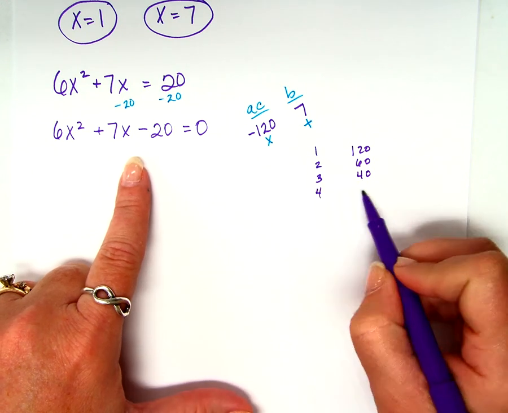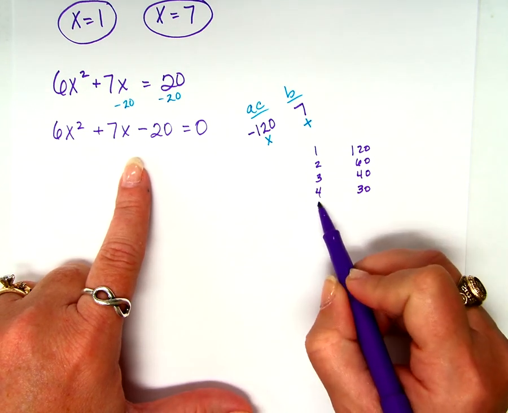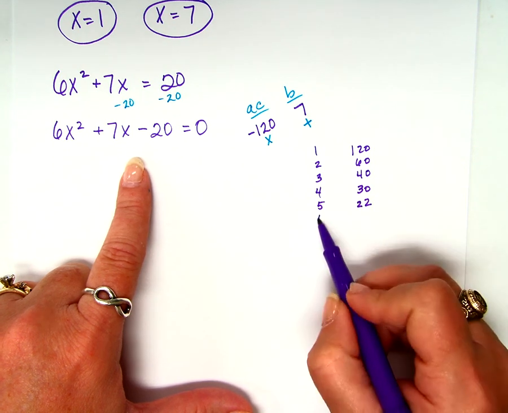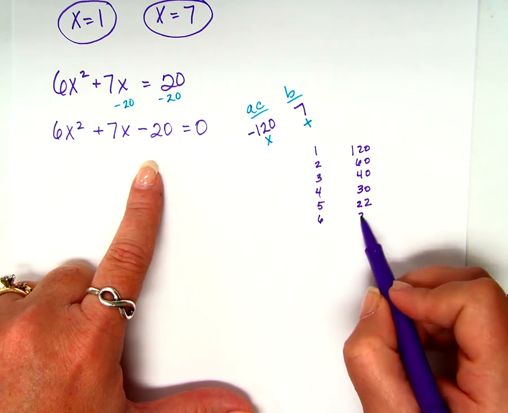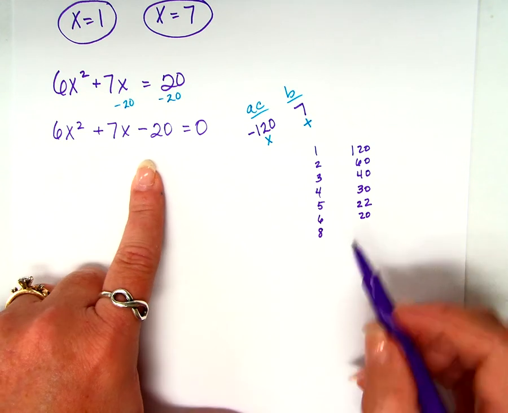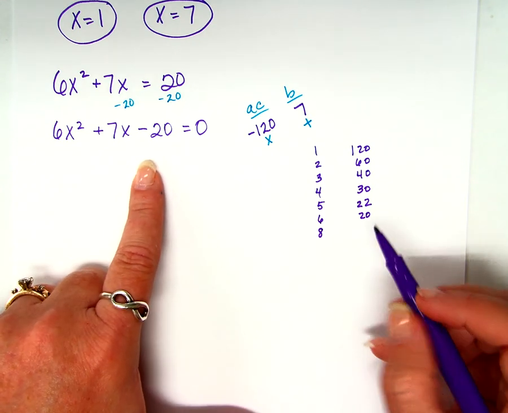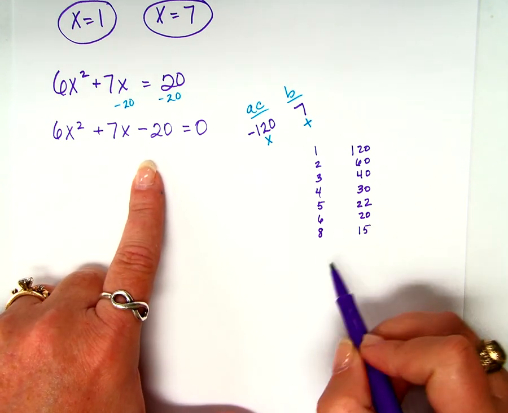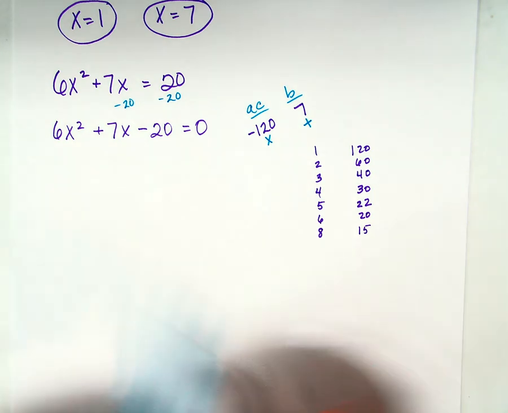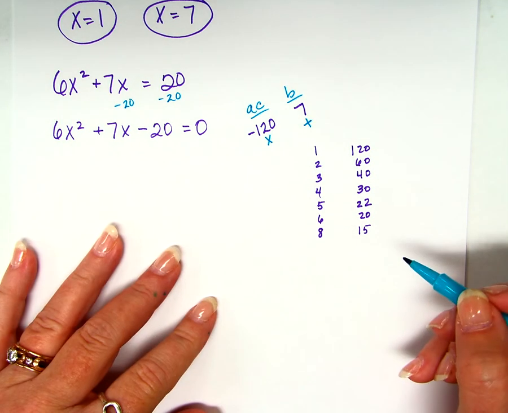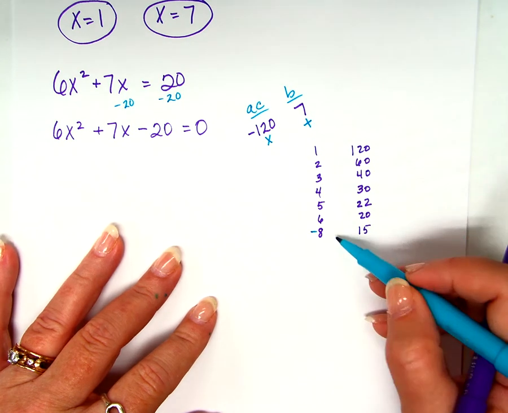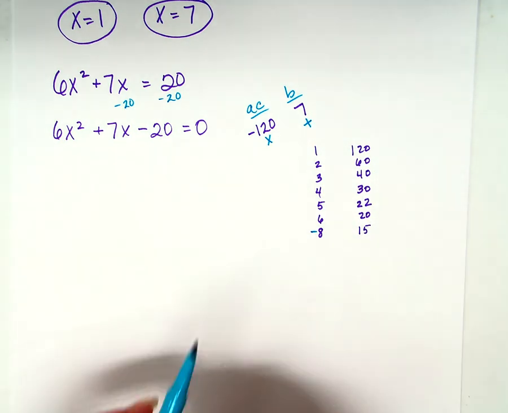Okay. 4 and 30, 5 and 22 would be 17, but not 7. 6 and 20, 8 and 15. Oh, yeah, I can stop there, right? Which one has to be negative? The 8, right? Because I have to end up with positive 7. So this will work, won't it?